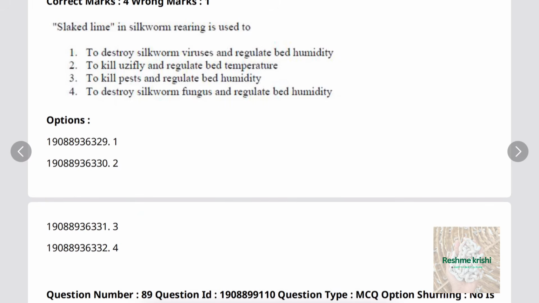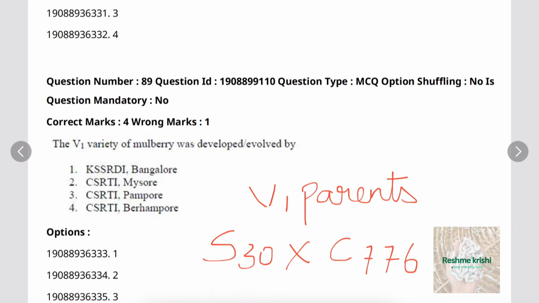Slaked lime. Okay, whenever you see slaked lime, why do we use it? Lime is used to maintain the humidity or regulate the bed humidity. At the same time, slaked lime is used to kill the fungal pathogens. So the answer will be to destroy the silkworm fungus and regulate bed humidity.